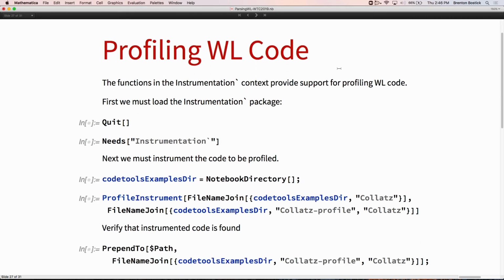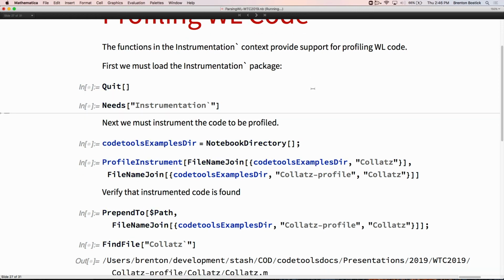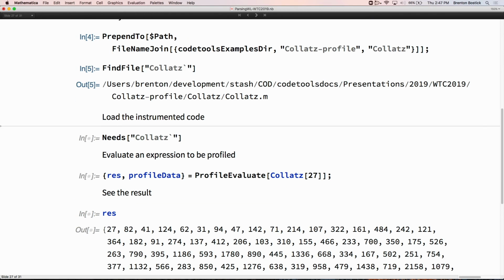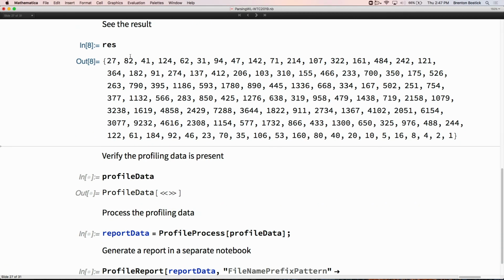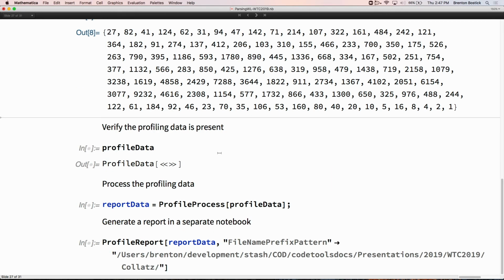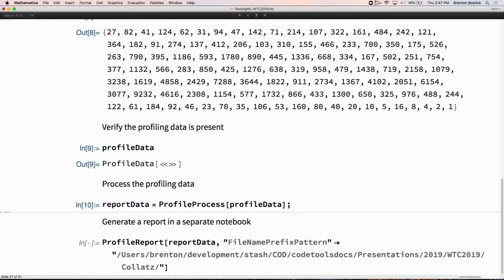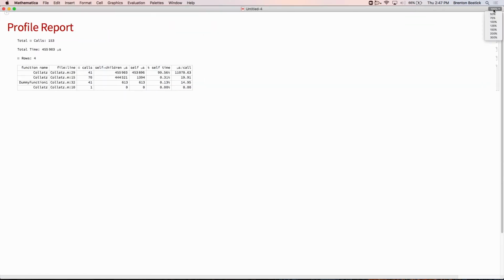So, profiling Wolfram Language code. I had to quit then anyway, so it's just as well. I'm going to be using the same Collatz example that people may have noticed. I artificially put a pause of 0.1 seconds in. I think it's already done. It just returns a list of the iterates of the Collatz sequence starting at 27, going down to 1, and you get a bunch of data. Verifying that the data has stuff in it, we process it, and we end up getting a report. I will blow that up for people's benefit.